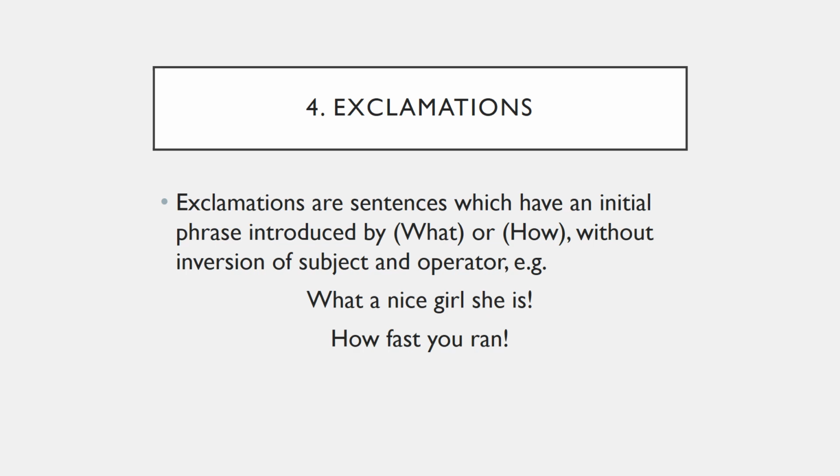For example, what a nice girl she is. So here I'm expressing surprise. I am starting my sentence with a WH phrase, and this WH phrase consists of the WH word what followed by the noun phrase a nice girl. So we call it a WH phrase. After this WH phrase, we have she, the subject, followed by the main verb is, the verb to be.